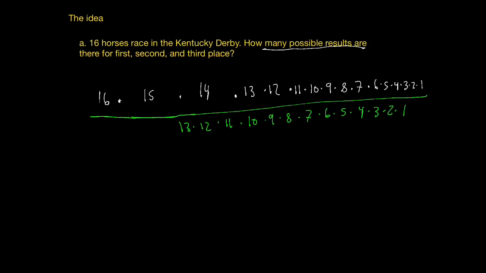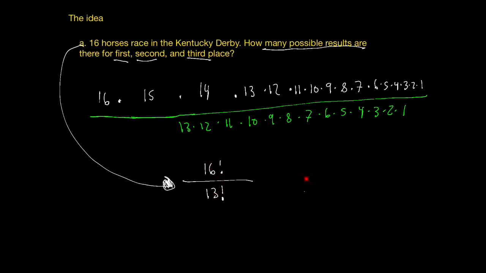Now, the reason I want to do this is because we want to familiarize ourselves with things that we already know. So here in the numerator, I can reduce this to just 16 factorial. And in the denominator, I can reduce this to 13 factorial. And now, if we had an understanding of factorials, we could calculate this problem using this notation or this expression. Let me take this one step further. In the problem, we have three different events, first, second, and third.